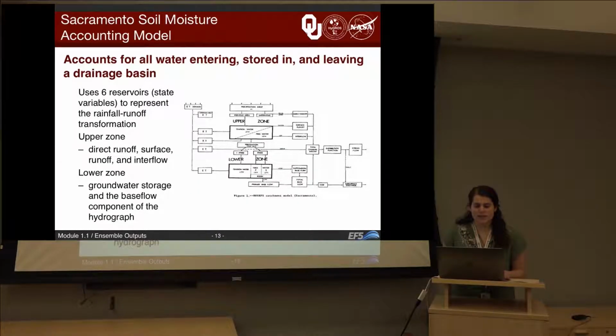It uses 6 reservoirs, which are state variables, to represent the rainfall-runoff transformation. The upper zone is made up of the direct runoff, the surface runoff, and interflow. The lower zone is made up of groundwater storage and the base flow component of the hydrograph.